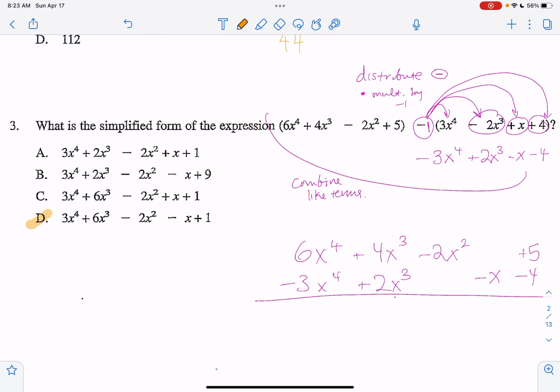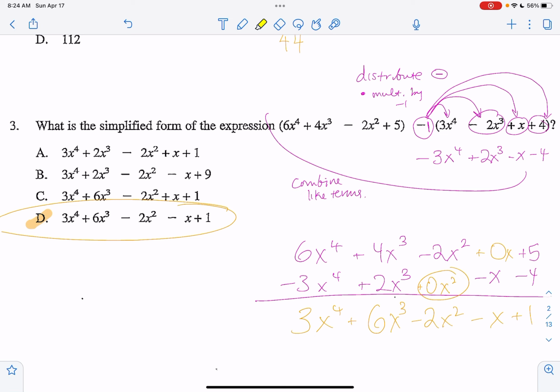So 6x to the fourth minus 3x to the fourth will be 3x to the fourth. Here 4x cubed plus 2x cubed will be 6x cubed. And then here you don't have the x squared term, so this is like a 0x squared. So that doesn't change anything. This would just be minus 2x squared. And here you don't have an x term, so just like adding 0x. This is just minus x, and positive 5 minus 4 is plus 1. So the answer is choice D.